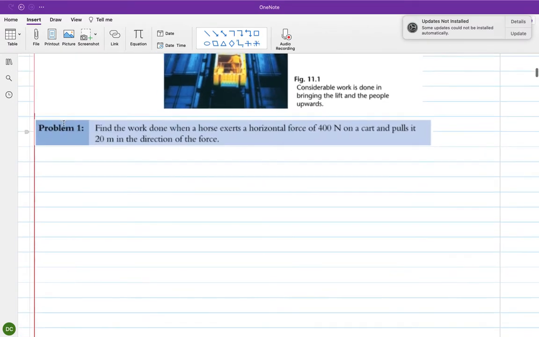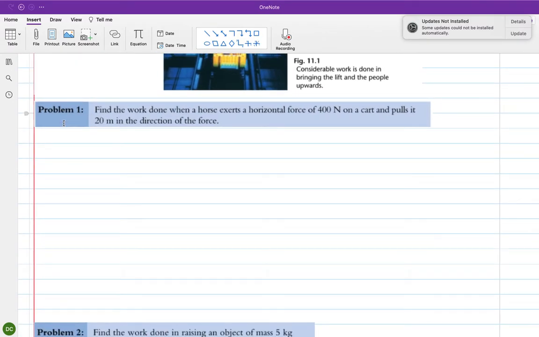So we'll have a look at a couple of problems. Find the work done when a horse exerts a horizontal force of 400 newtons on a cart and pulls it 20 meters in the direction of the force. So it says find the work done. So into the formula and tables book, work is force by distance. Work is our unknown, so leave that as W. Next we have F. F is the force, and it says here a force of 400 newtons. Again, don't forget to check your units.